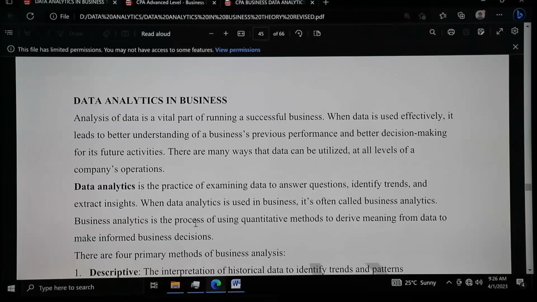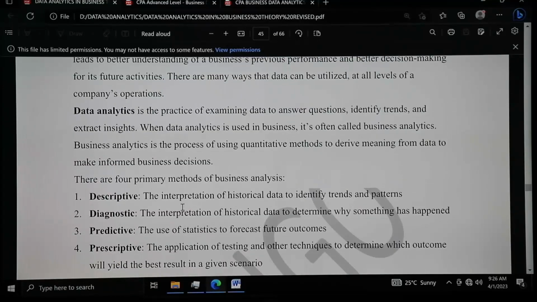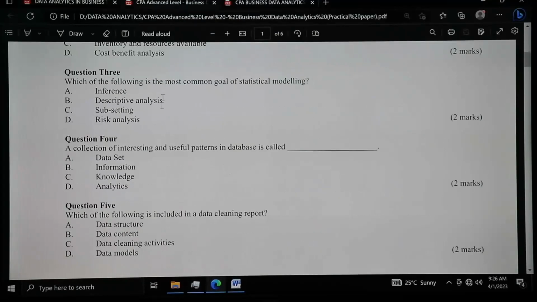Now here, we are told that when you gather the data in a specific sequence and go back there, that collection of useful patterns in the database is what we call the analytics. The analytics is actually that useful pattern in the database, because a data set is actually a collection of data, not patterns.